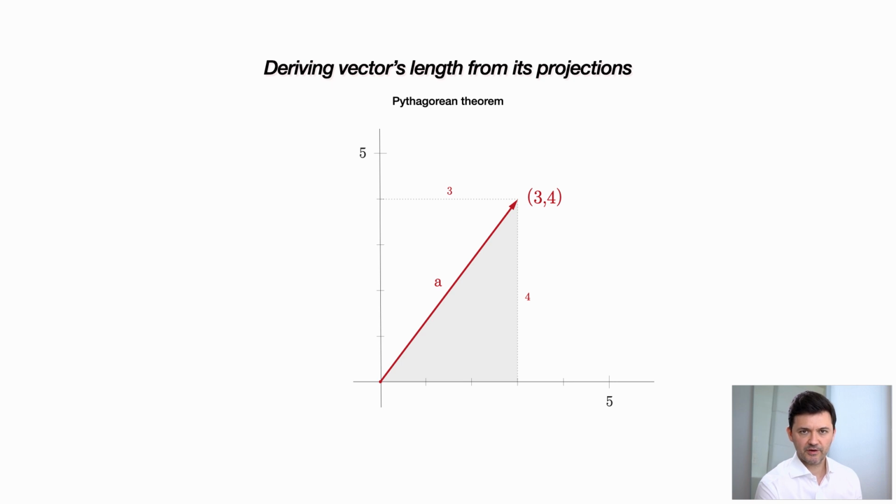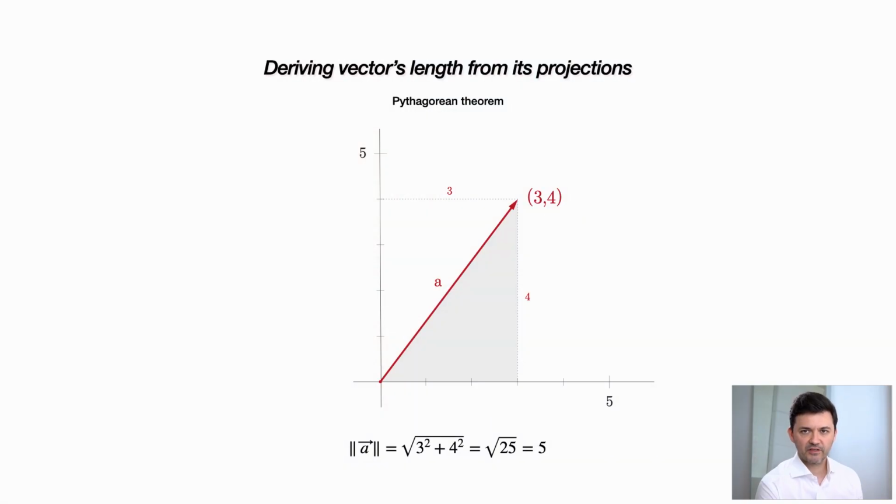So what does this theorem tell us? Well, it tells us that the square of the hypotenuse is equal to the sum of the squares of the other two sides. So the length of the vector A, indicated with the variable A surrounded by two pairs of vertical lines, is equal to the square root of 25, which is equal to 5.